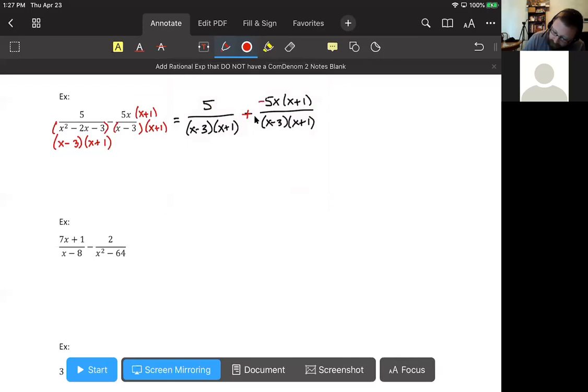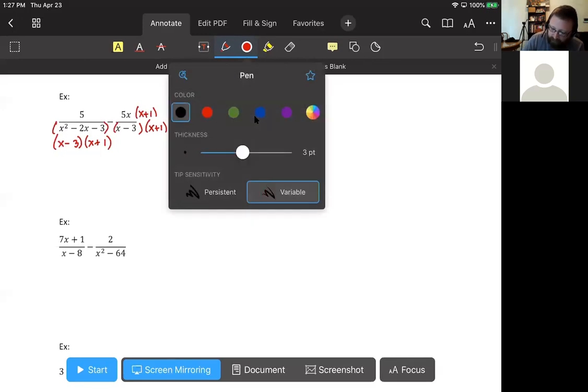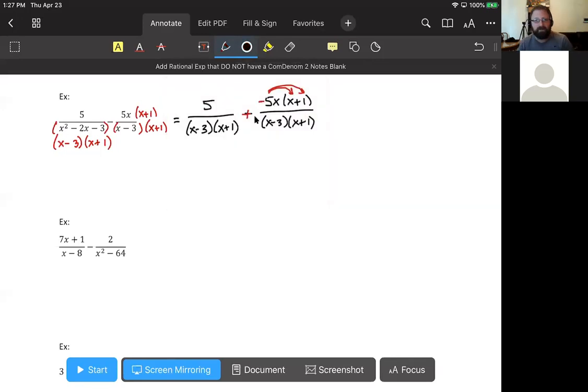Once again, I'm going to move that negative into the second fraction so that I can distribute a negative. That takes away the chances of me missing a negative when I'm simplifying. So I'm going to distribute that negative 5. The first fraction is unchanged because there's nothing to multiply out there. It's just 5 over x minus 3 times x plus 1. Then I have plus negative 5x squared minus 5x over x minus 3 times x plus 1.